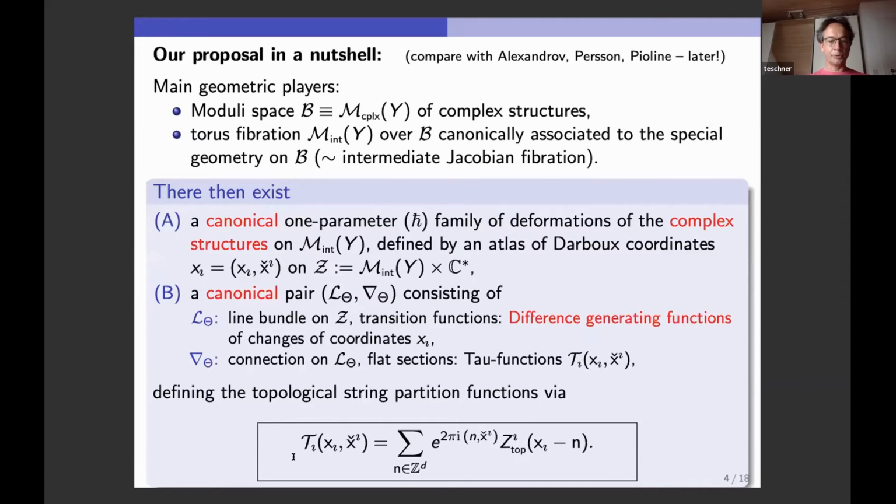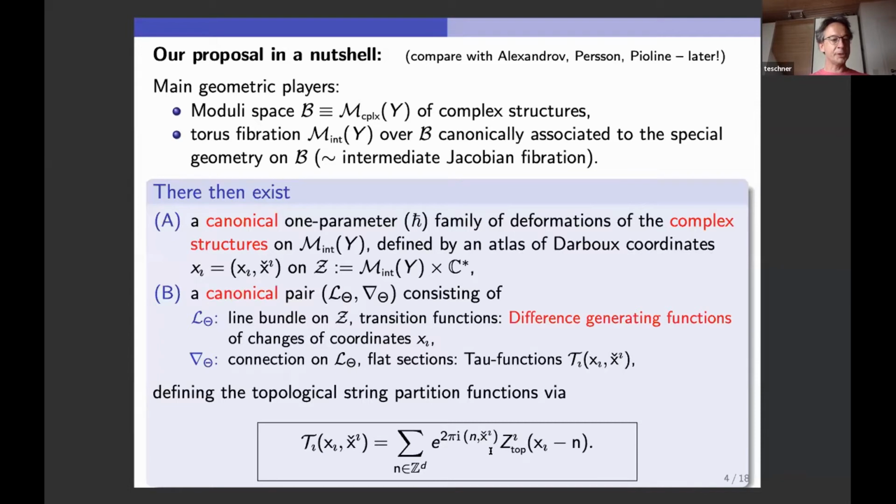And so this is basically what defines the left-hand side, and then the claim is that for all of these charts, we do have such a Fourier series expansion defining here the Z_top we're after as the Fourier coefficients on the right-hand side.